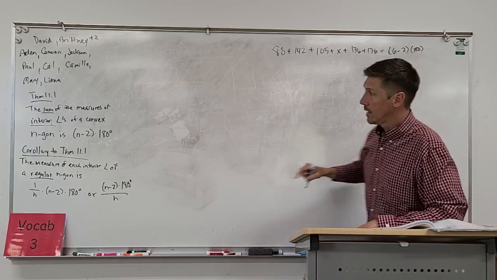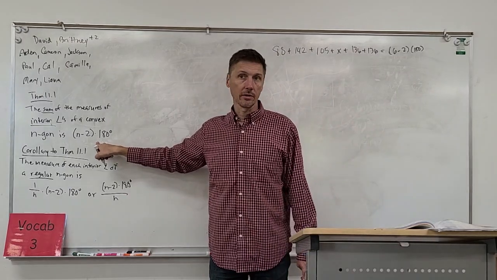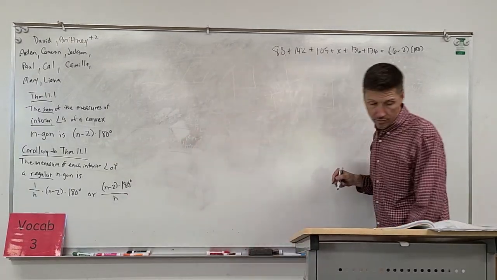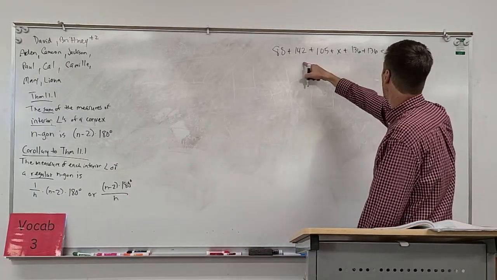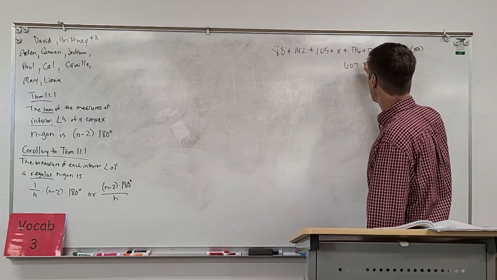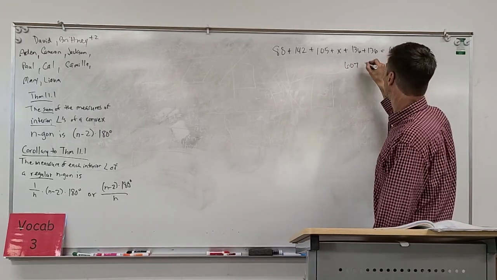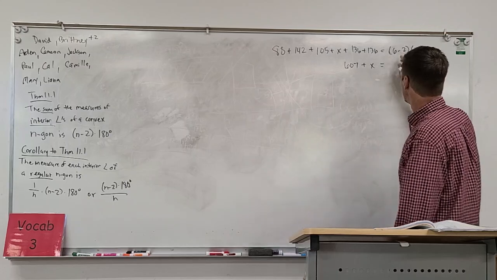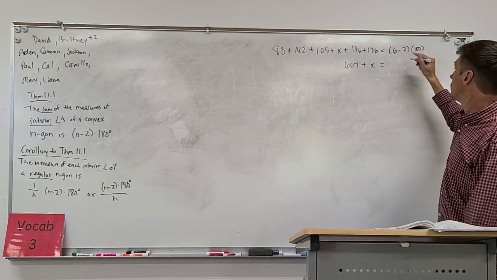How did I get that? I just plugged it into this formula right here, right? So we add them all up and we get that value there. And so that means that if we add all these angles up, we get 607 plus x. And if we do the math for this, 4 times 180 gives us 720.